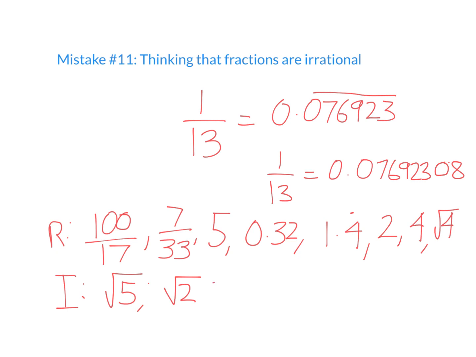So 20 is a non-perfect square. There's no whole number you can multiply by itself to get 20. So 20 is rational, but the square root of 20 is not.